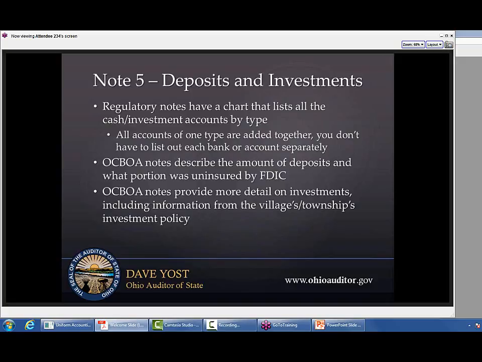So if you have, like we talked about, Star Ohio or the Fifth Third investment accounts, you'll list those out separately, and you'll be able to see a sample of those in your handout. If you have OCBOA, notes require more disclosure, okay? You have to describe the amount of deposits and what portion was uninsured by FDIC. And if you have it, I believe it's collateralized and uncollateralized. Also, the OCBOA notes provide more detail on the investments.